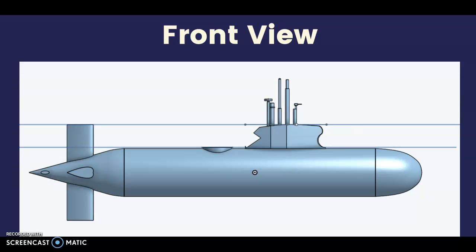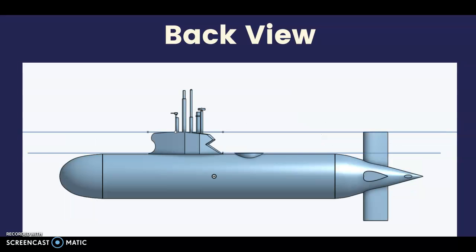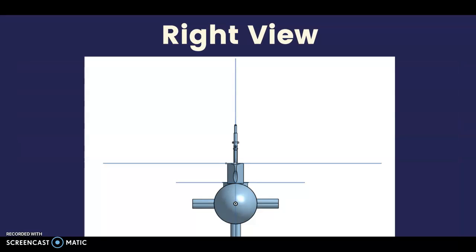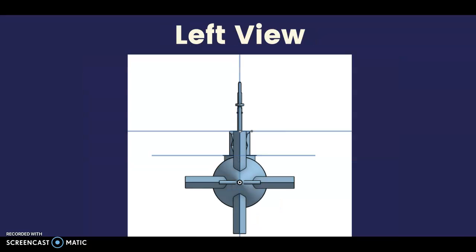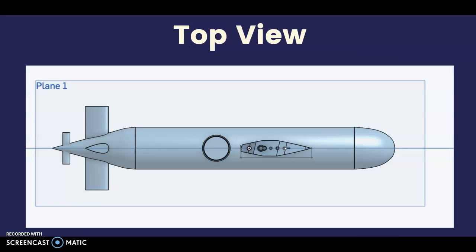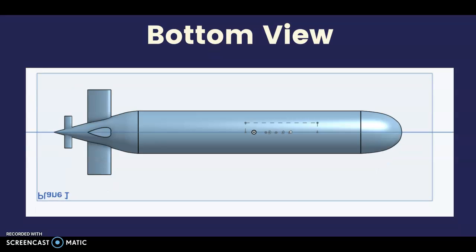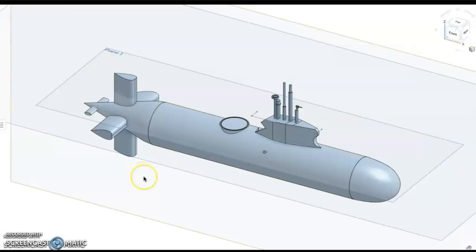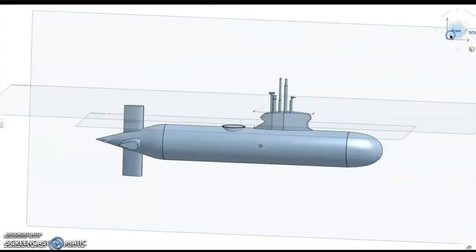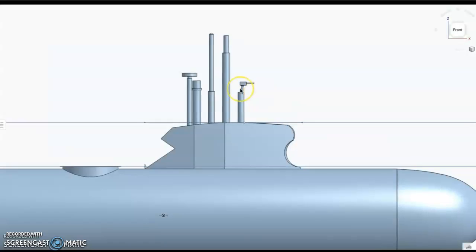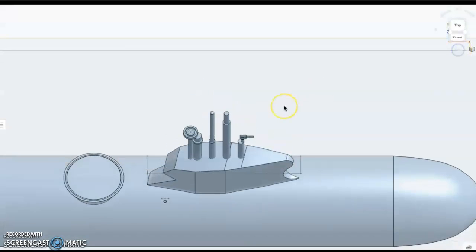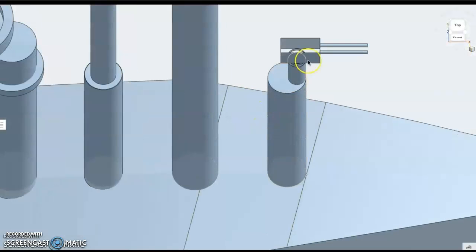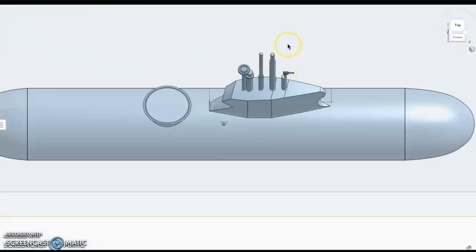This is the front view, the back view, the right view, the left view of our design, the top view, and the bottom view. So this is our final model of the submarine, and as you can see, there are a lot of details added. Like if you look at the top view, you can see every little box and circle we added to try to make this as realistic as possible.